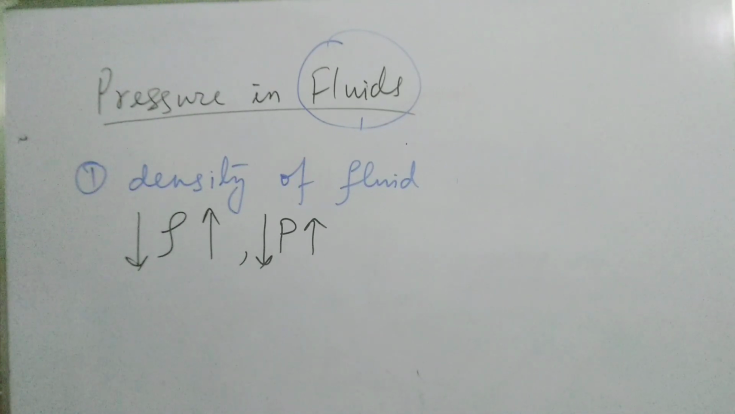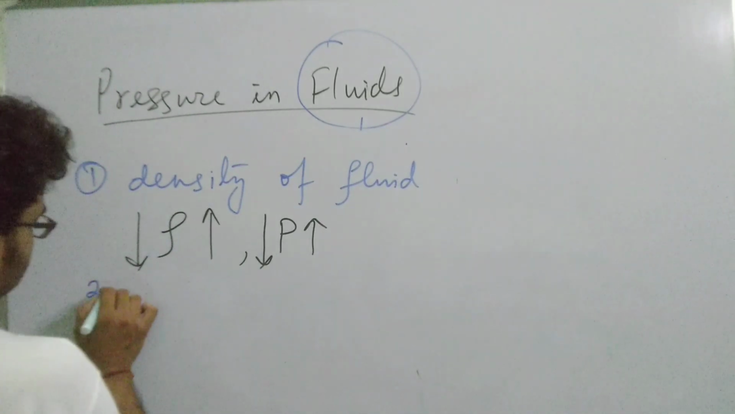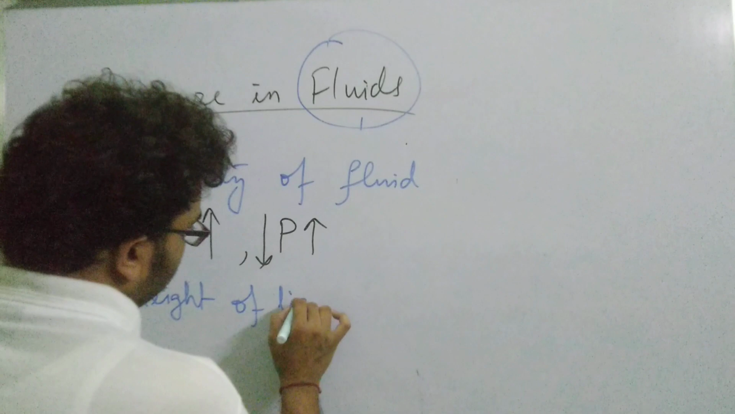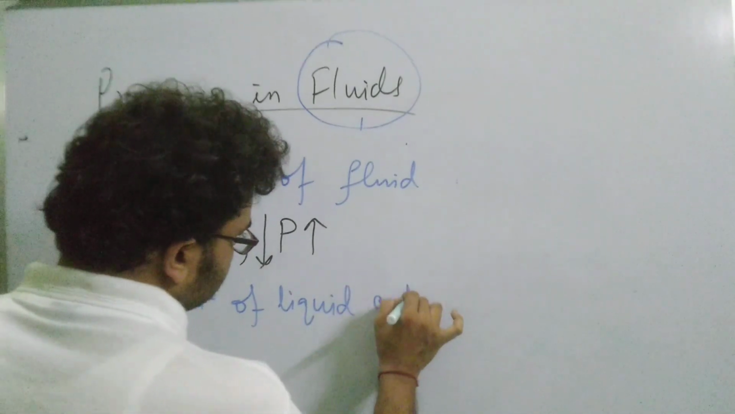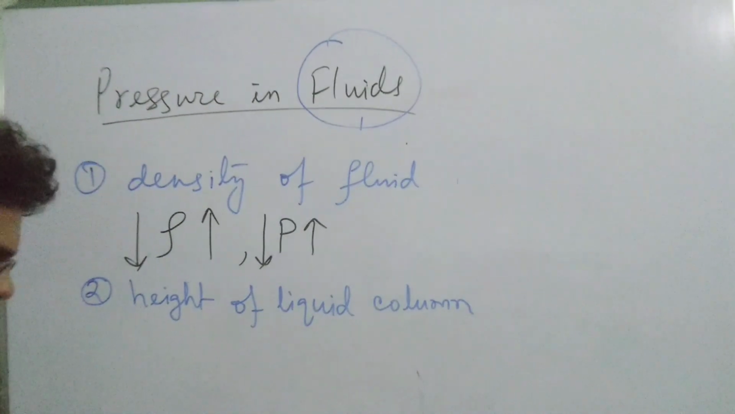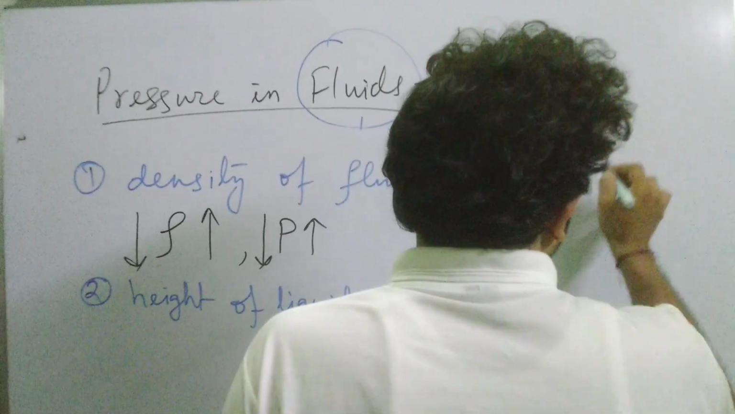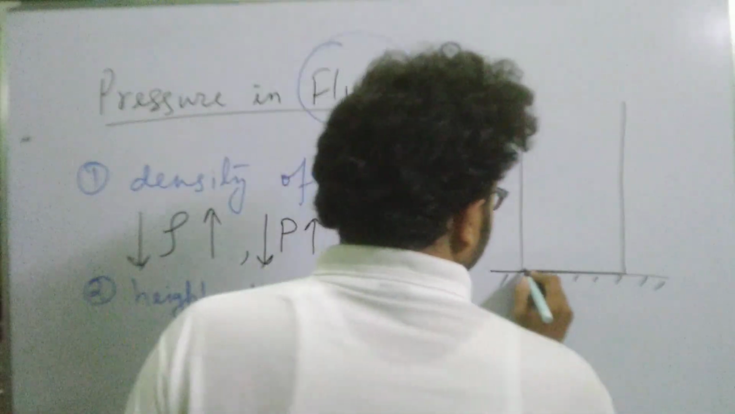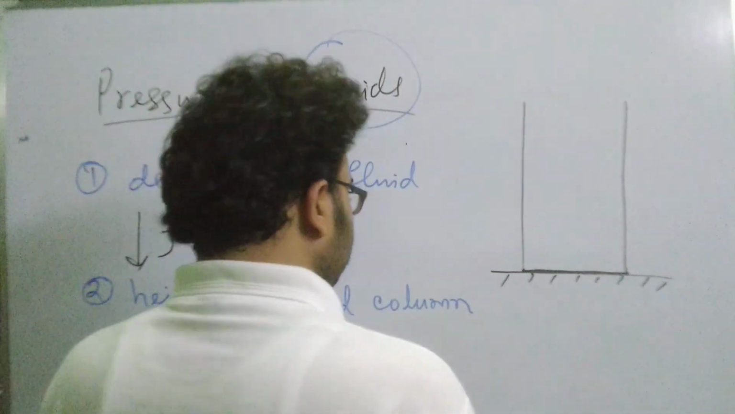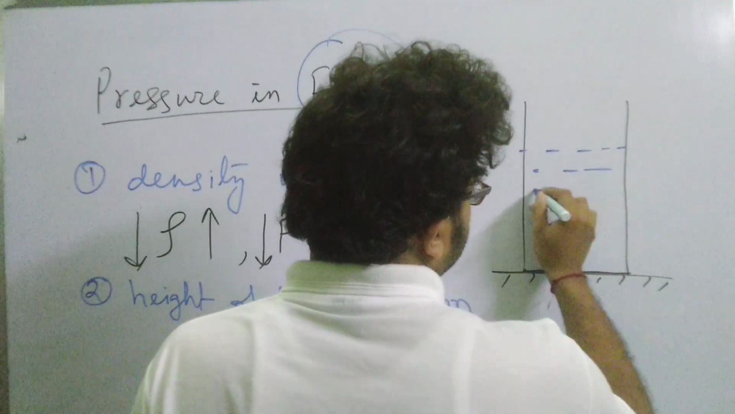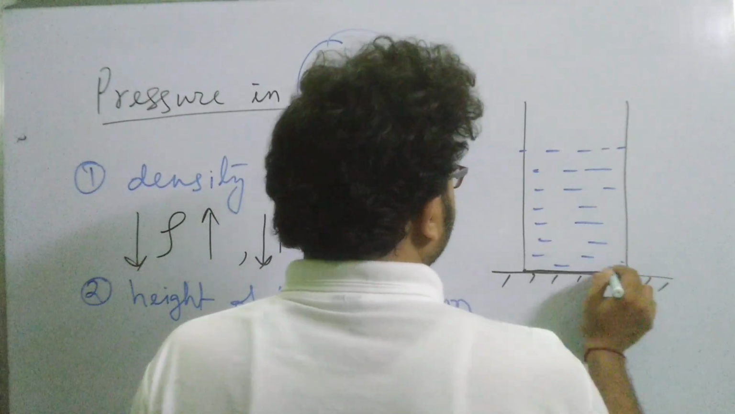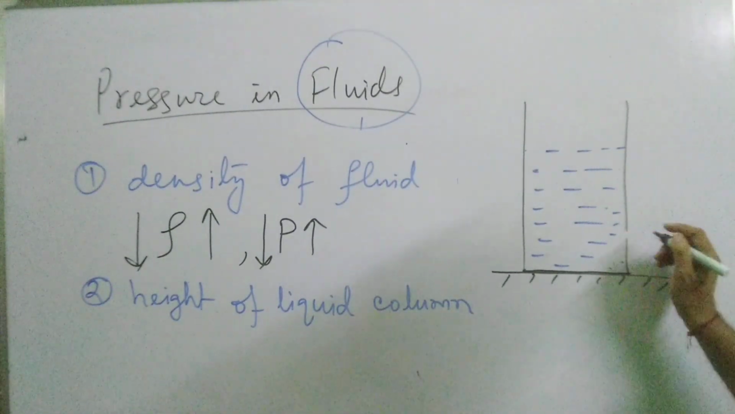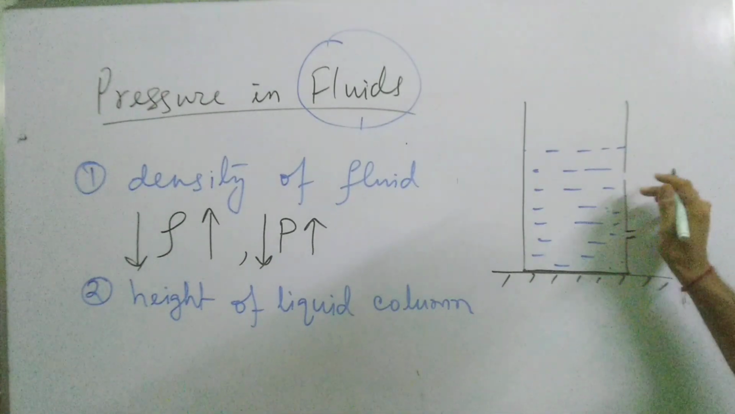Now the second factor that comes into play is the height of the liquid column. Now what does this mean? See, again I am drawing a figure. If I consider a container kept on a level surface or a tabletop like this, and there is a certain fluid, say water, filled up to a certain height in this container, and two holes are made at two different heights. One hole is made here, one opening, one exit, and another is this, okay.